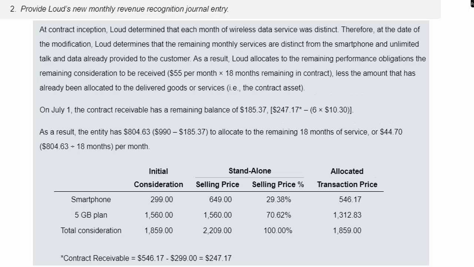Okay, so now I've moved the screen so you can see the original question. What's the new monthly revenue recognition? It's the $44.70. Okay, this is a challenging question. I hope you found my explanation helpful.